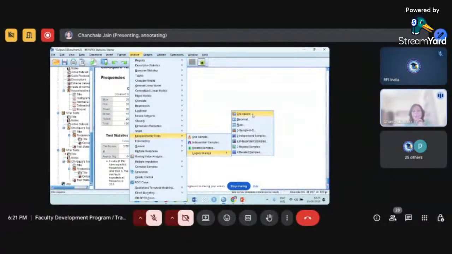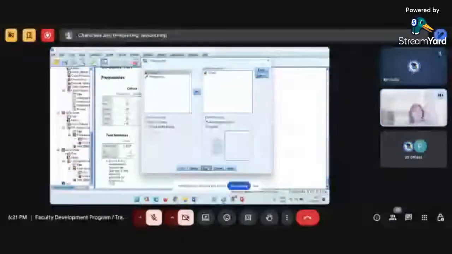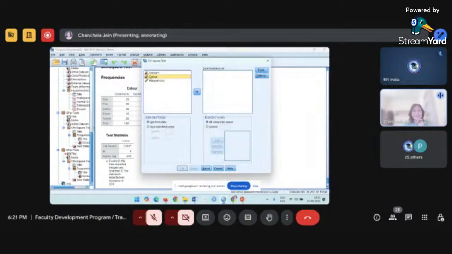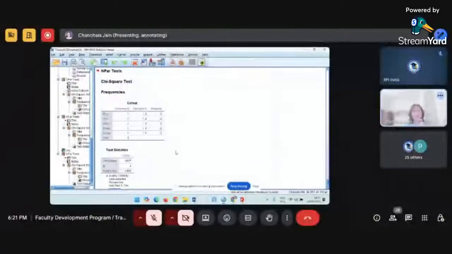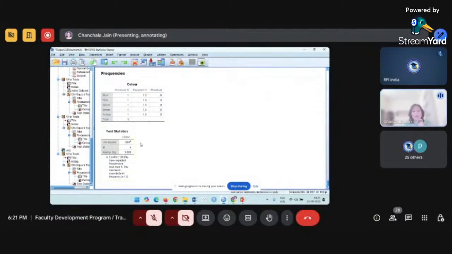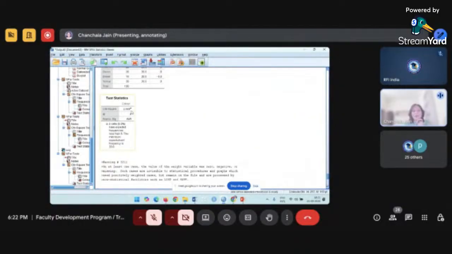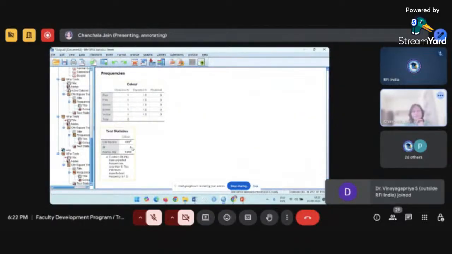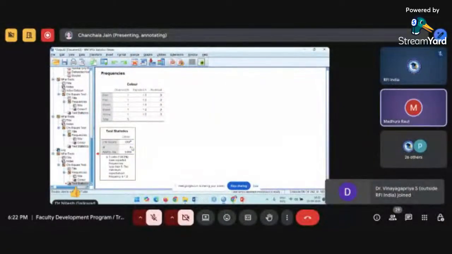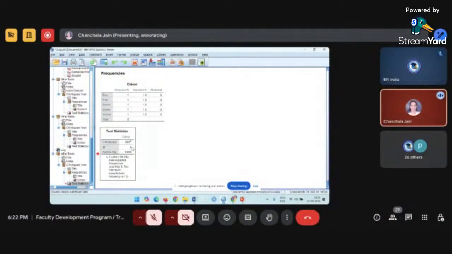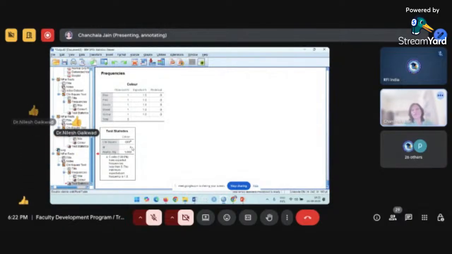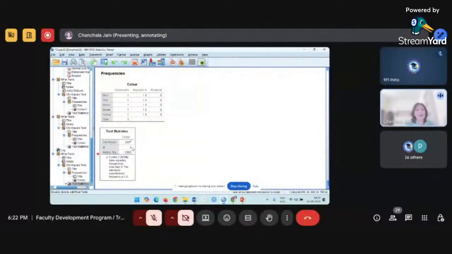So analyze, non-parametric test, legacy dialogs and chi-square. Here you can reset this. Then I'm shifting color only into the test variable box, clicking on OK, and you can see here you are not getting the chi-square value. It's coming as 0.000, whereas our chi-square value was 2.5. So this is the meaning: if your data is in the frequency distribution form, you need to weigh your categories with the frequencies. Only then should you perform the chi-square goodness of fit.